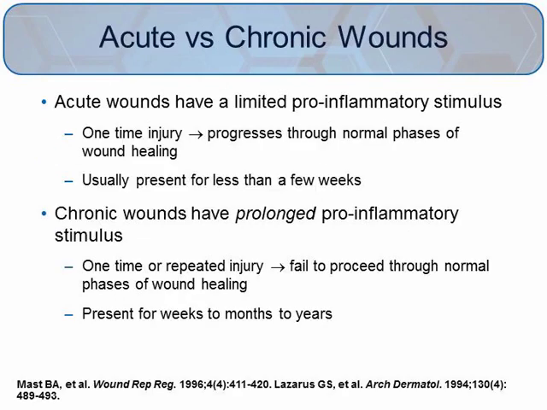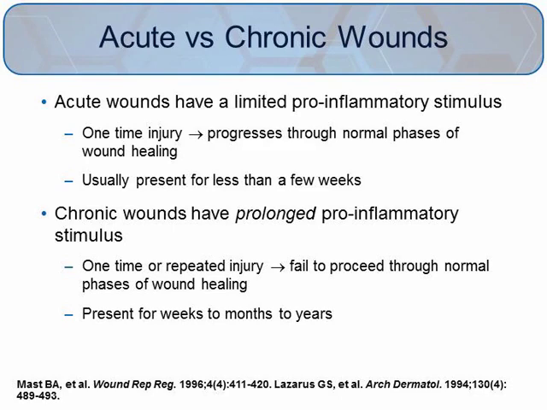When we look at acute versus chronic wounds, acute wounds have a limited pro-inflammatory stimulus. There's a one-time injury. That could be a traumatic injury. It could be surgical. And then the wound progresses through the normal phases of wound healing: inflammation, proliferation, and remodeling. Most of these wounds are going to be healed within 3 to 4 weeks. This is a patient who's healthy, who has no comorbidities or minimal comorbidities to interfere with wound healing.